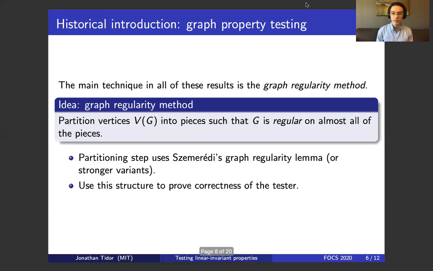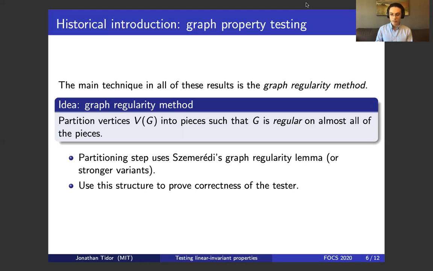And all of these results use the same technique, which is known as the graph regularity method. The main idea of the graph regularity method is you take the vertex set of your graph G and you cut it up into some pieces. And you want to cut it up in such a way that the graph looks regular or quasi-random in some precise sense that I won't define on all of these little pieces of the graph. So this first cutting up step uses Szemerédi's graph regularity lemma, or in some of the later works, uses a stronger variant of the Szemerédi regularity lemma.